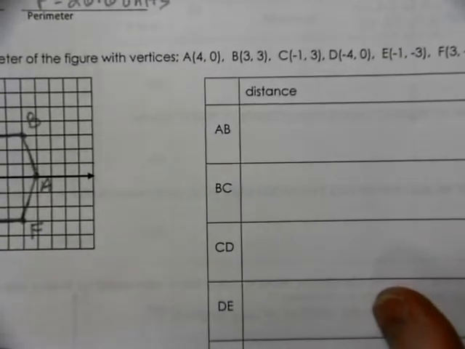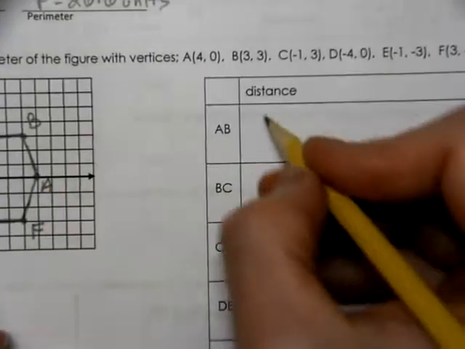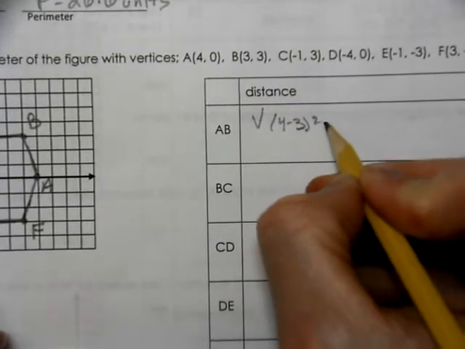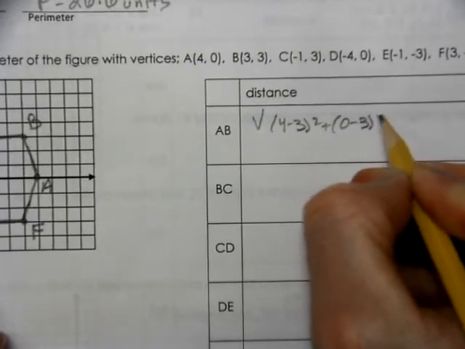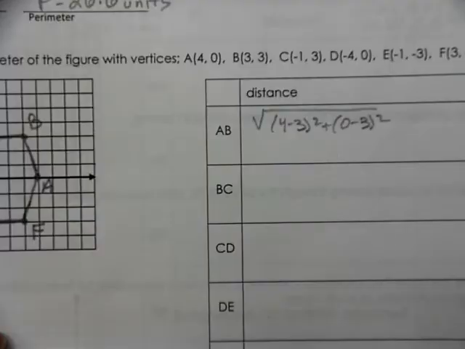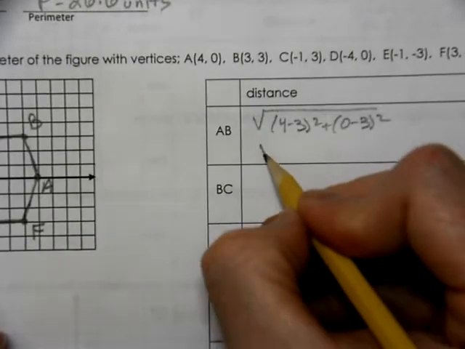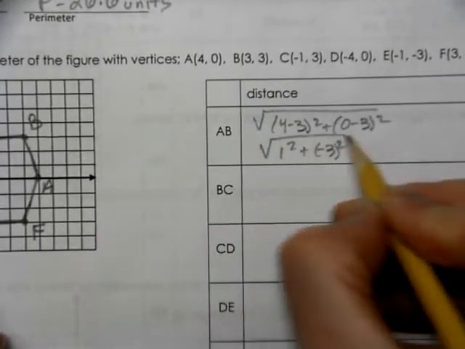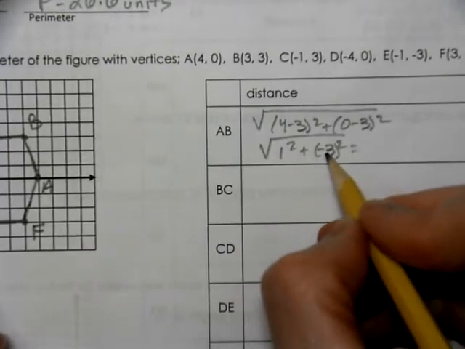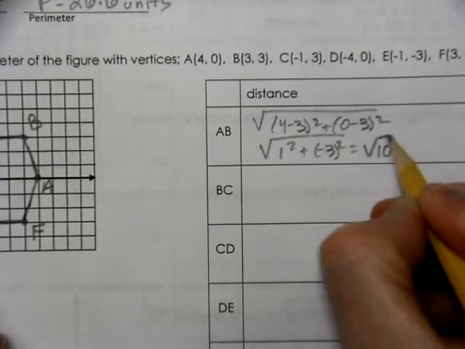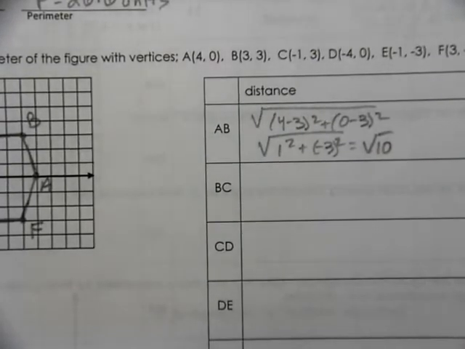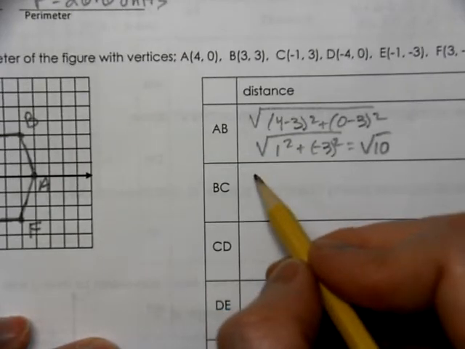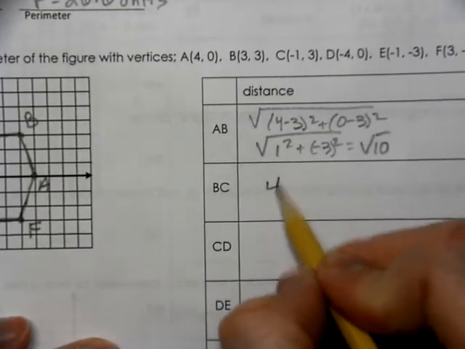And to find our lengths, AB is slanted. So we're going to need to say 4 minus 3 squared plus 0 minus 3 squared. 1 squared plus negative 3 squared comes out to be 1 plus 9, which is square root of 10. Square root of 10 can't be broken down. BC is horizontal. You can count that to get 4.